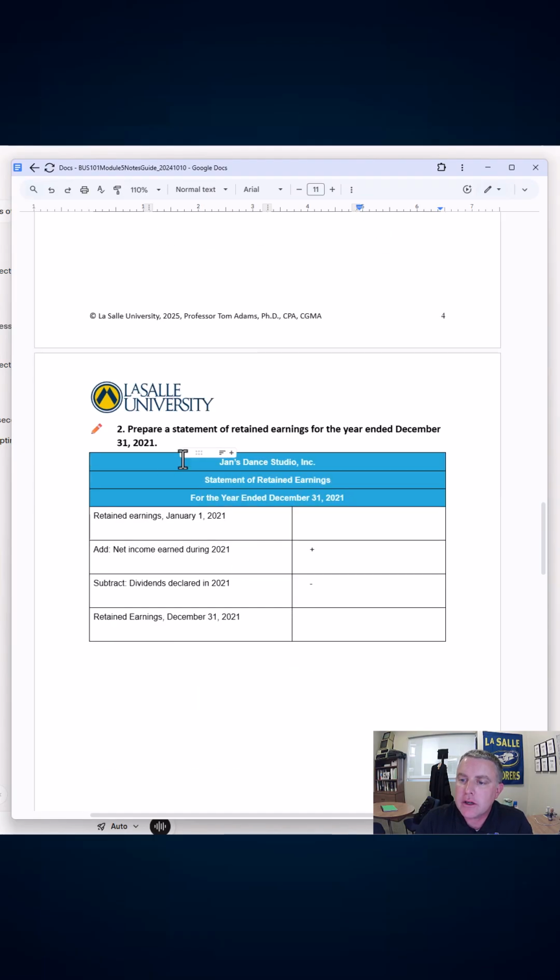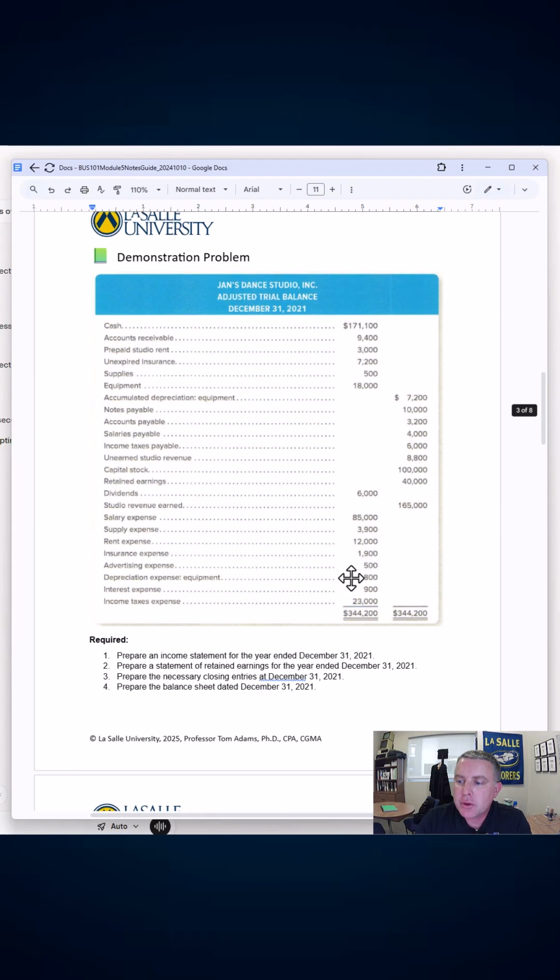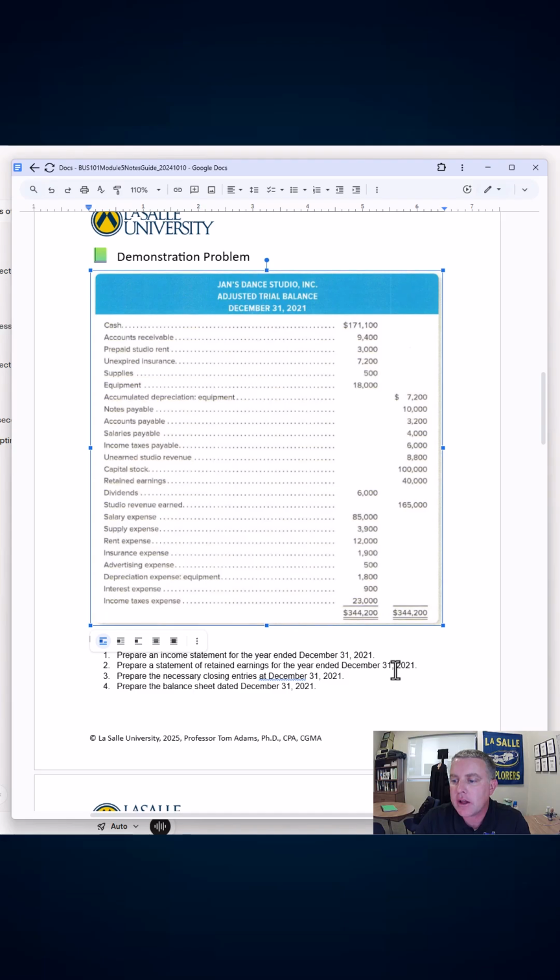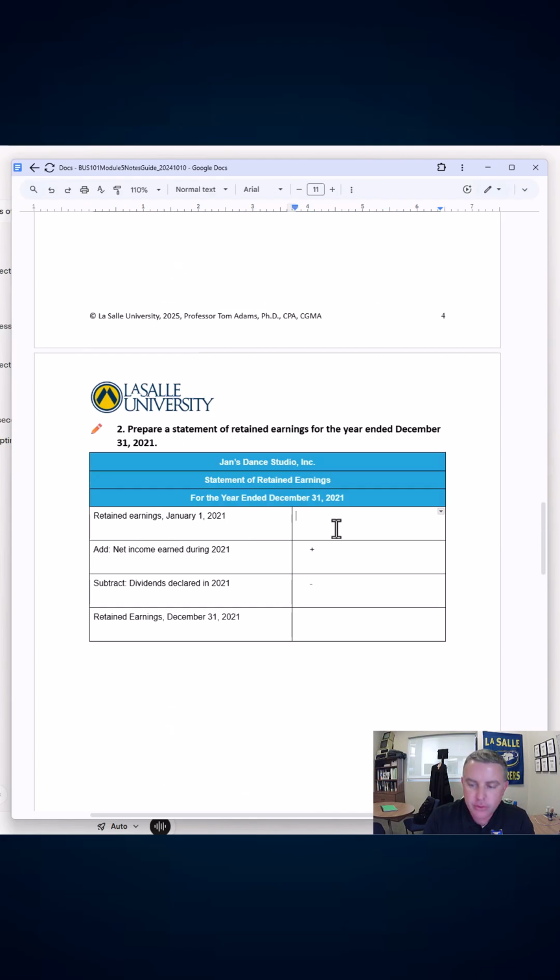Our statement of retained earnings, just like any other statement, has the name of the company, the name of the statement, and then the period for which it's being measured. This statement is meant to explain how retained earnings from last year gets rolled forward to this year. So we're going to go back up to our trial balance. We see that retained earnings is $40,000. So we're just going to put in $40,000 here for the first line.